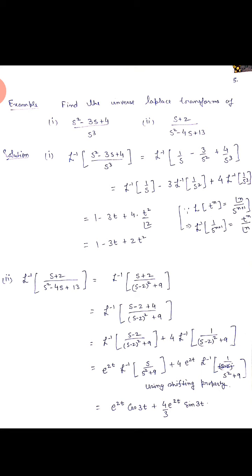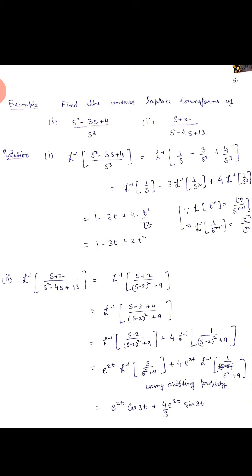So this will become L inverse of s minus 2, and if I add 2, that will become 4, so plus 4, divided by s minus 2 whole square plus 9. Again, using the linearity property, I can write it as L inverse of s minus 2 over s minus 2 whole square plus 9, plus 4 times L inverse of 1 over s minus 2 whole square plus 9. Again, I am going to use the shifting property here.